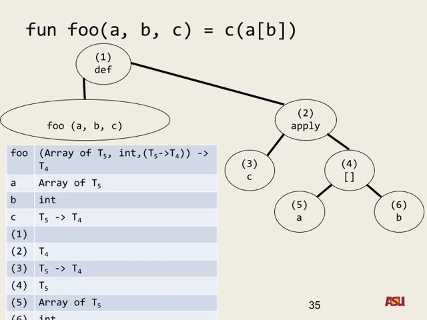So now once you have this, right, you can call this function foo by supplying any type of array, an integer, and then a function that translates from that type of array and returns some other type. Pretty cool, right? It's really cool.